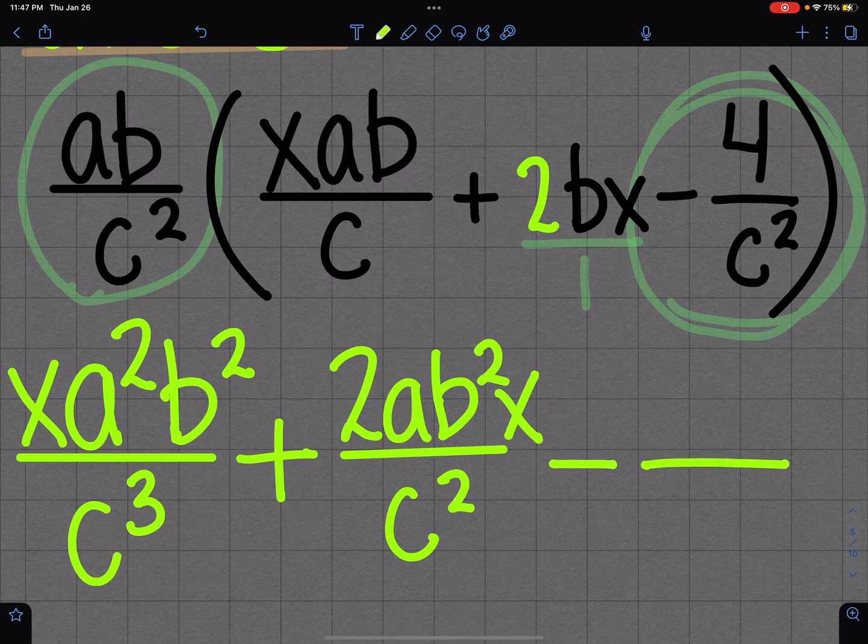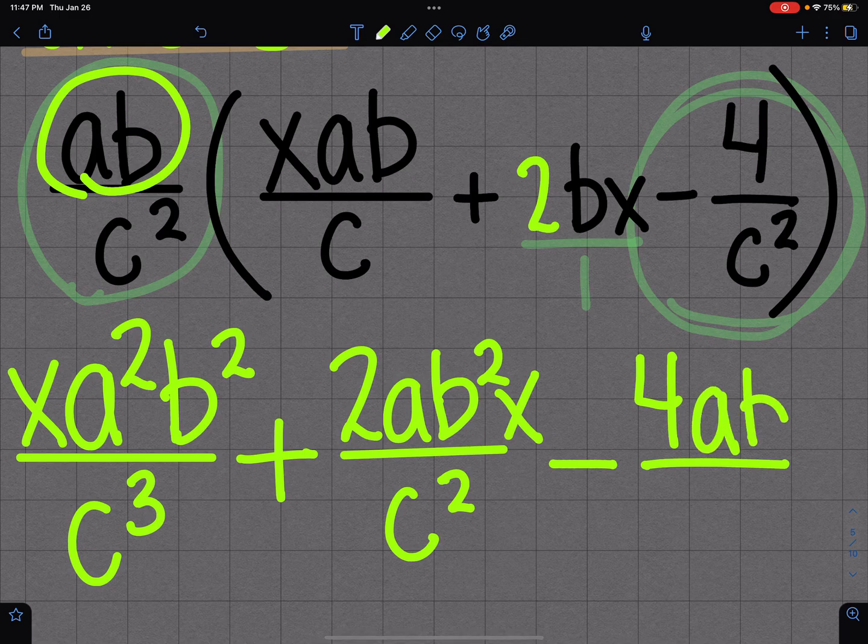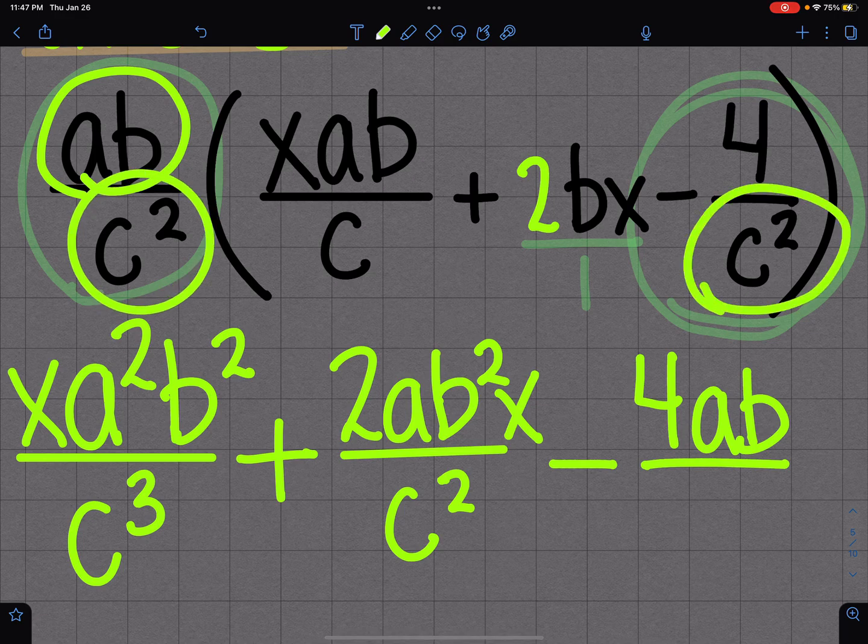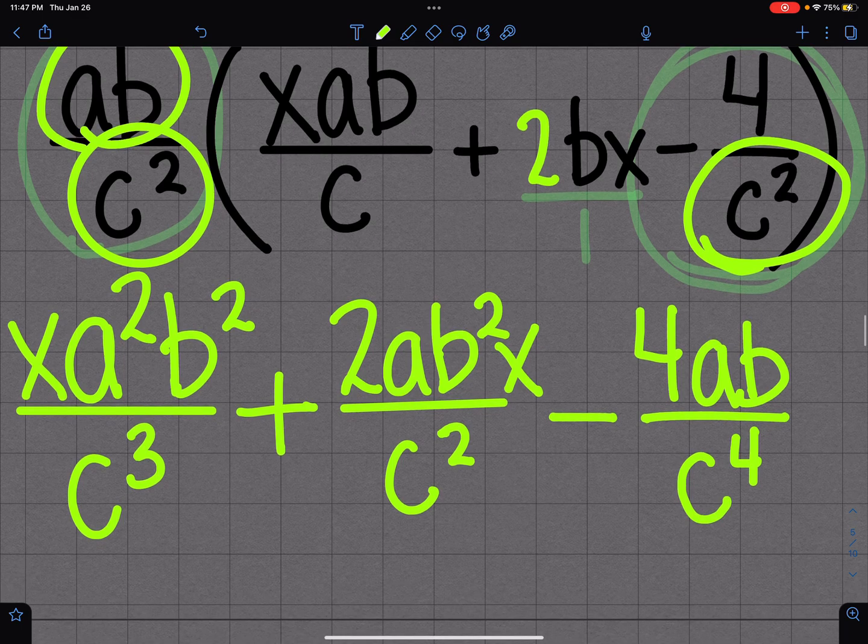Let's start with the numerators. We've got a 4, so I'm going to write down that 4. Then we have an A and a B, so 4AB. Let's do the denominators. C squared, we've got 2 C's here. We've got 2 C's here. 2 C's plus 2 C's make 4 C's, C to the 4th. All right, sweet. So this is our final expression.